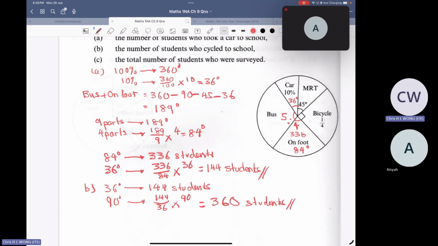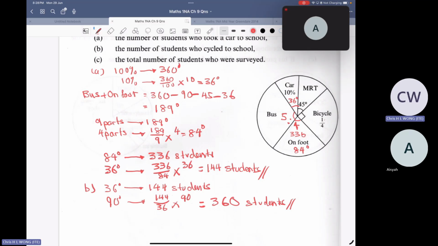Where do you find the student survey? How many students were surveyed? How many degrees for the student survey? How many degrees? Very good. 360 degrees. 360 degrees is the number of students surveyed.